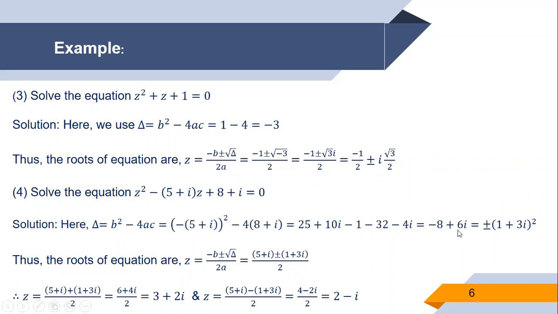6i is the middle term. So obviously here we can take 3. 3i into 2, that means 6i. So we use 1 plus 3i. So (1 plus 3i) square is nothing but 1 square plus 6i plus 9i square. So 1 minus 9 is nothing but minus 8. So minus 8 plus 6i is nothing but this form. Thus the roots of the equation are, minus b plus or minus root delta upon 2a. So minus b, that means minus of minus, so plus (5 plus i) plus or minus root delta. Here square and square root both cancel, that means (1 plus 3i) divided by 2, a is 1.